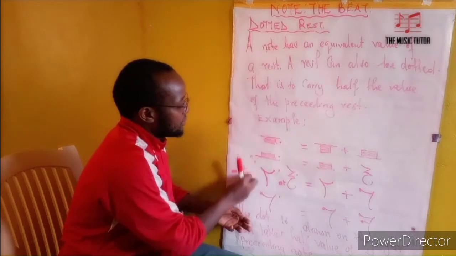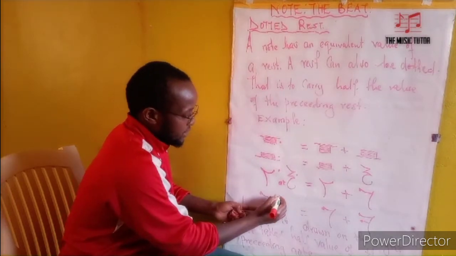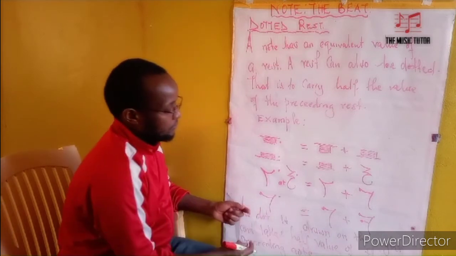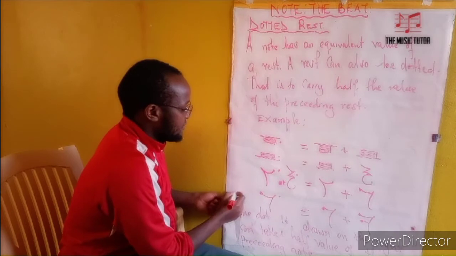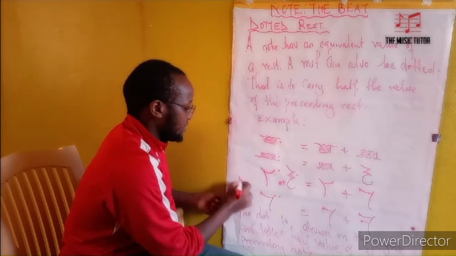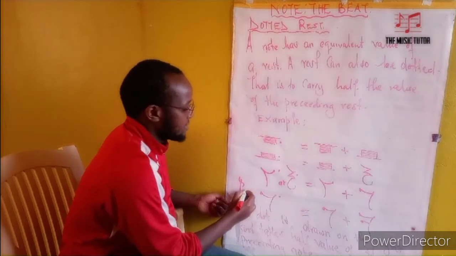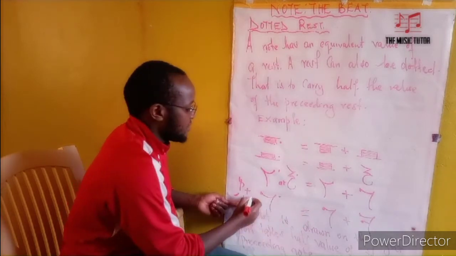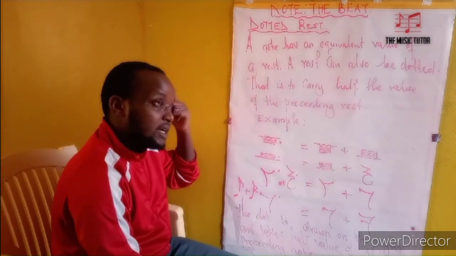Another example, the rest of a quaver. We can dot it to the right. Meaning, the value of this quaver will be extended by half. Half of a quaver is a semiquaver. We had seen that when we were learning about the rhythm.